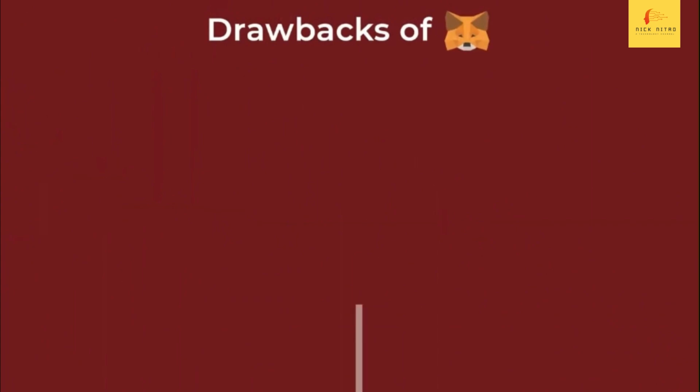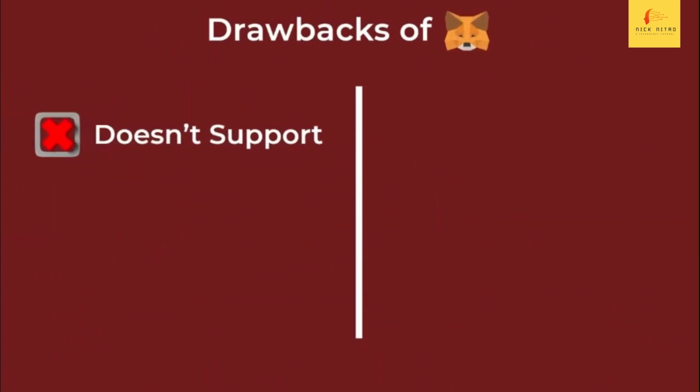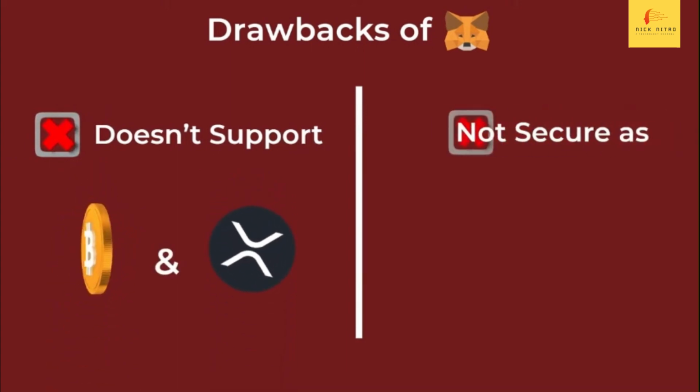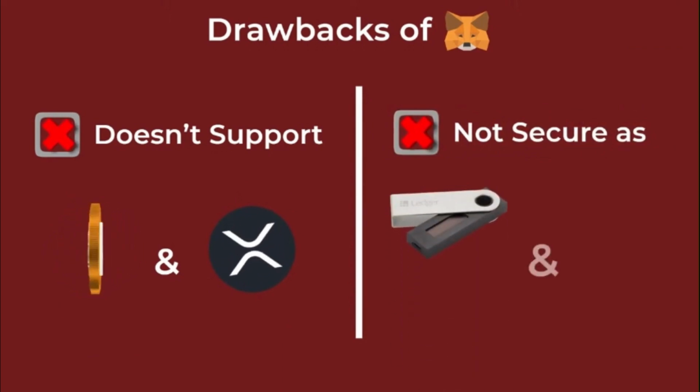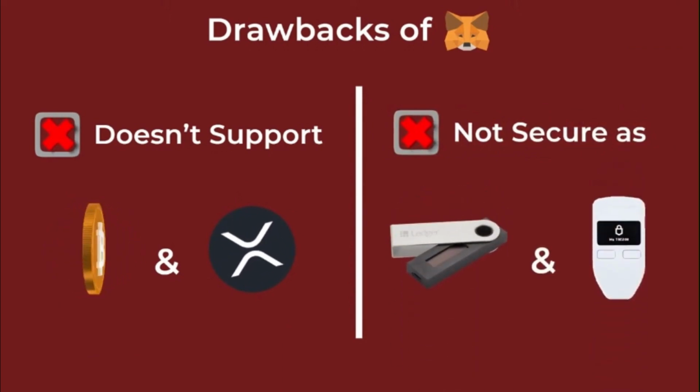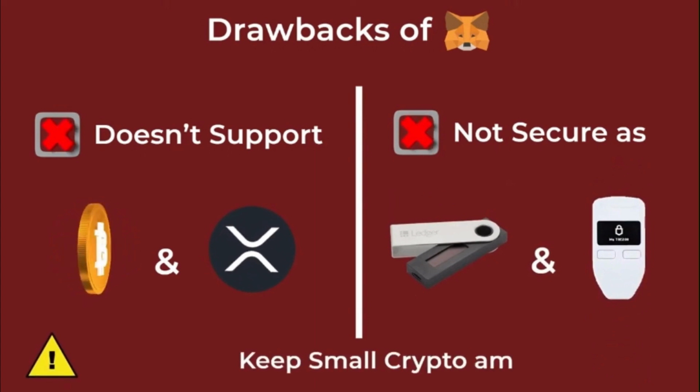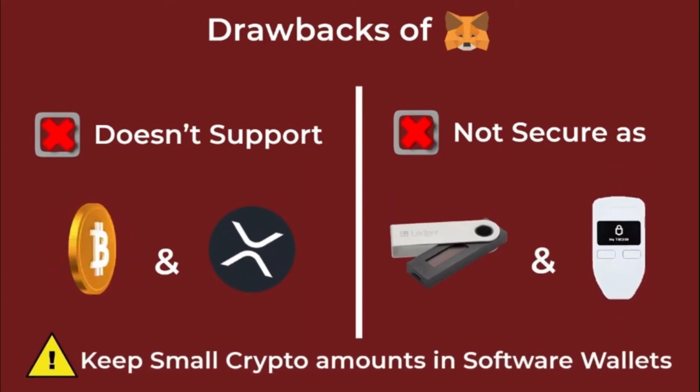So, what are the drawbacks of using MetaMask? Well, it doesn't have many, other than that it doesn't support some cryptos like Bitcoin and XRP. Also, just like any software wallet, it is not as secure as hardware wallets like the Ledger or Trezor. So, it is usually recommended to keep only small amounts in software wallets. Other than that, nothing else.